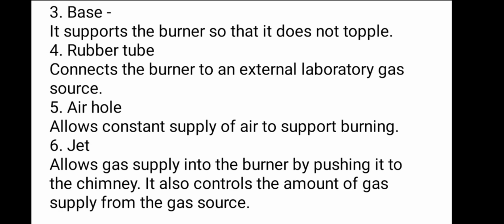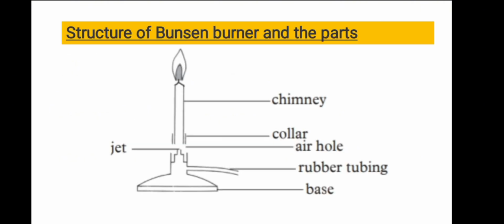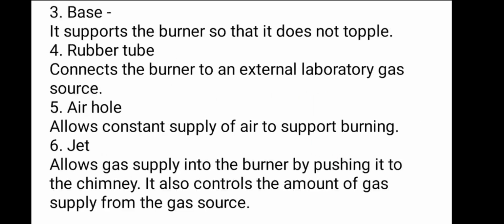The last part is the jet. And what is the work of the jet? I want you to have a look at the jet. When you see the jet, it's just a very small outlet, more like a small opening. The work of the jet is to allow gas supply into the burner by pushing it to the chimney. It also controls the amount of gas supply from the gas source.